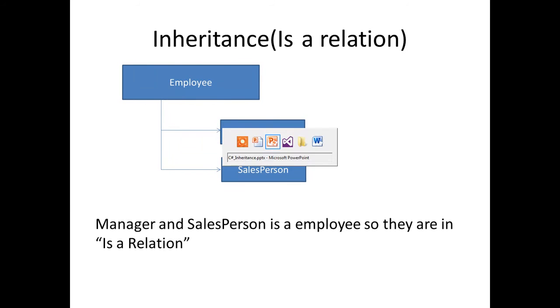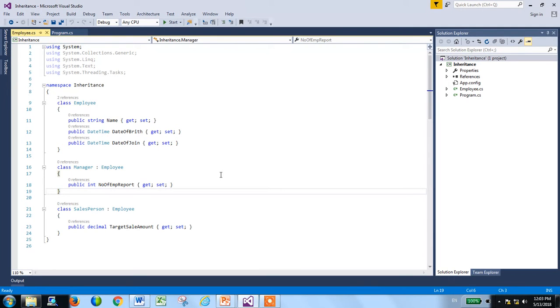Let's go and see one simple example of inheritance. So what I did, I created a class of employee. In employee, these are just the attributes. Employee will have the name, date of birth, and date of joining. There will be many more, but just to make it easy to understand, I have kept a few. And then I created employee.